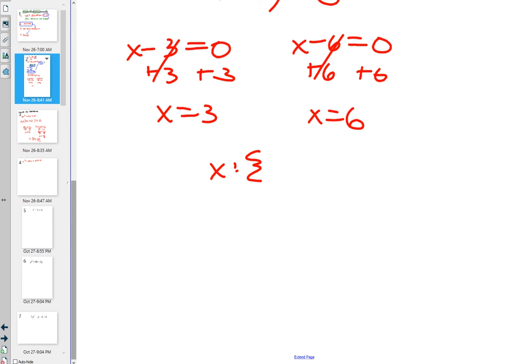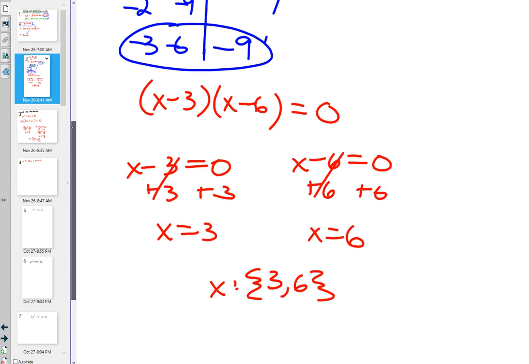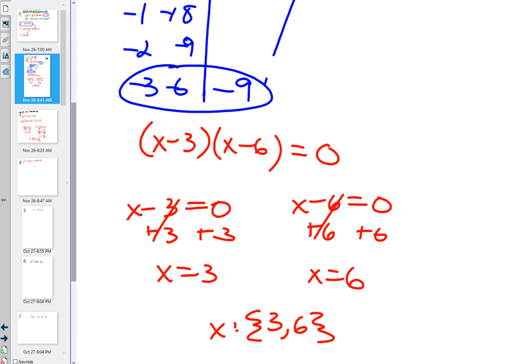So as a solution set, I could put 3, 6 or 6, 3, whatever. I guess most of the time you see solution sets in numerical order, but they don't have to be in order. There are 2 numbers that make the original equation true, and that's 3 and 6.